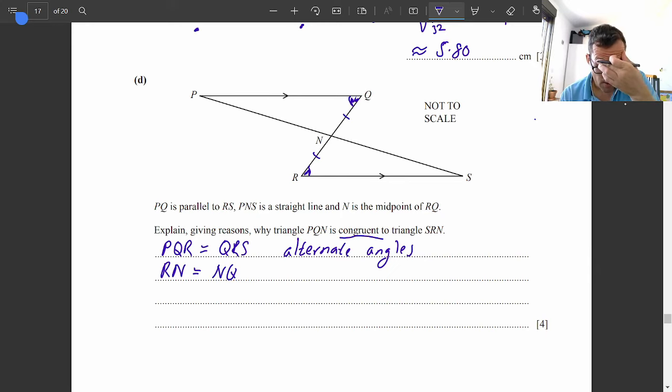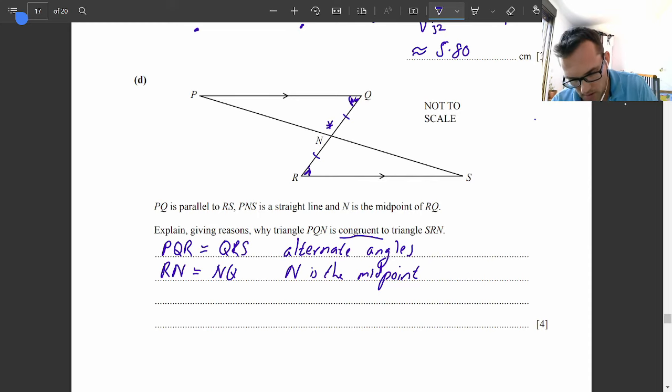Okay, and the reason for that is basically what they've told us. They told us N is the midpoint. Midpoint. Right, what else do we have? Well, there's another Z there, QPS and RSP. But I think what's easier here is just to go here. This angle here, PNQ, equals this angle here, RNS.